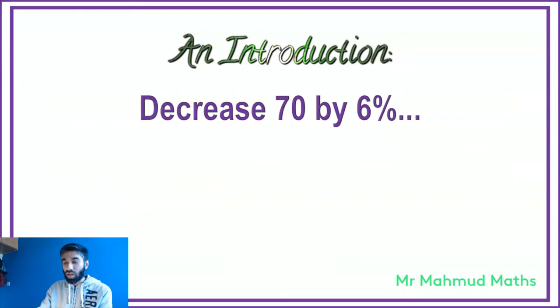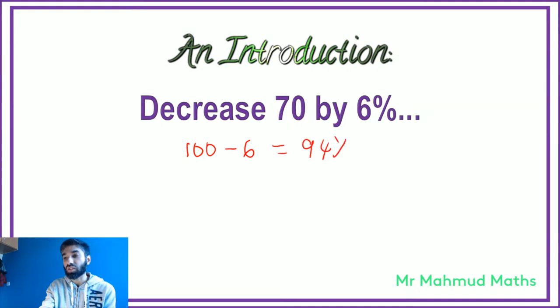Okay. Now, increase 40 by 30%. Now let's have a go at this question. Decrease 70 by 6%. Now when it comes to decrease, we know it's going to be less than the actual amount. Decrease by 6%. Now the whole amount is always 100%. If you decrease something, it's going to be less than 100%. So if I decrease something by 6%, I had 100%, I'm decreasing it by 6% and I'm left with just 94%. So that's my new multiplier.